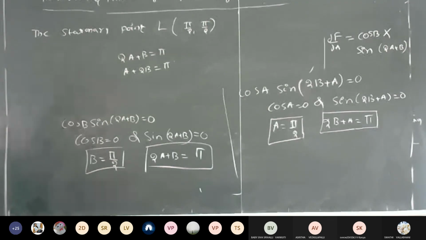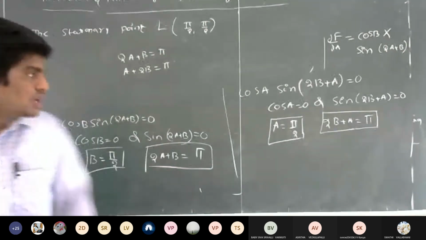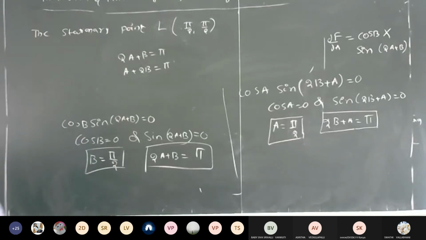It is a very simple problem. So solve these two equations and please tell what are a, b. For one stationary point is pi by 2 comma pi by 2. So what is the next stationary point? Solve 2a plus b is equal to pi and a plus 2b is equal to pi. What is that? Pi by 4 comma pi by 2.